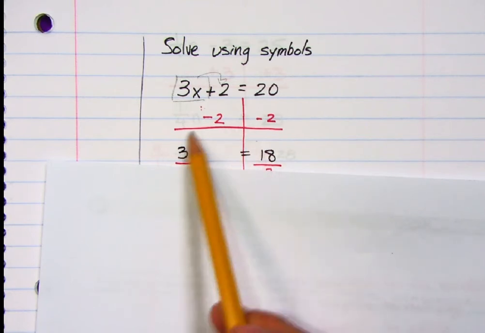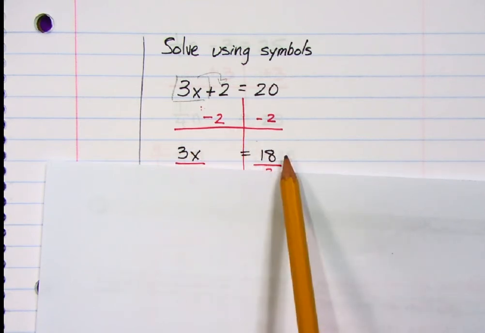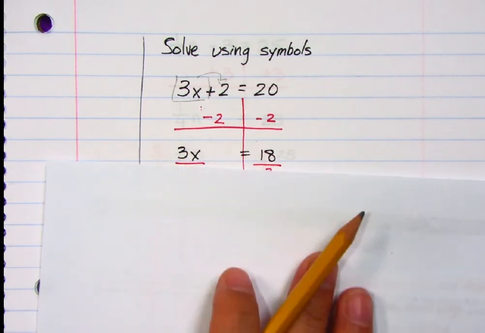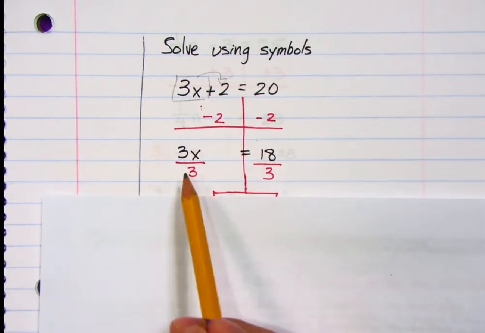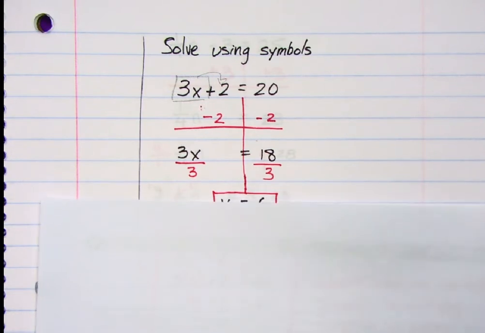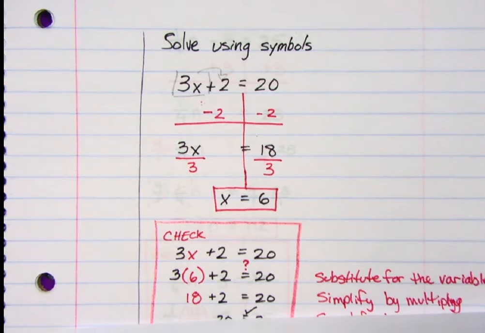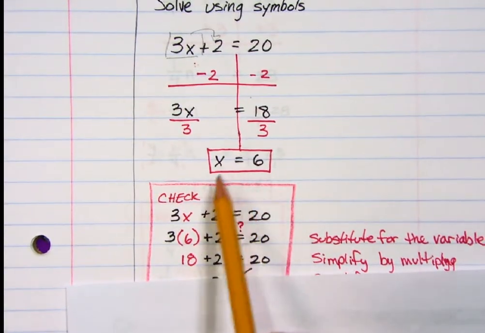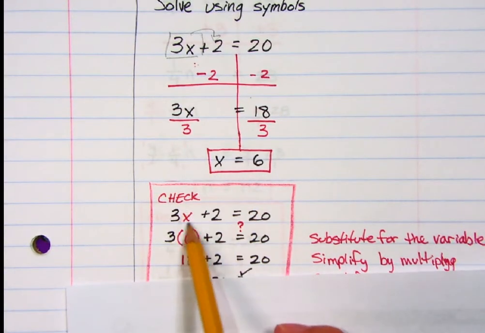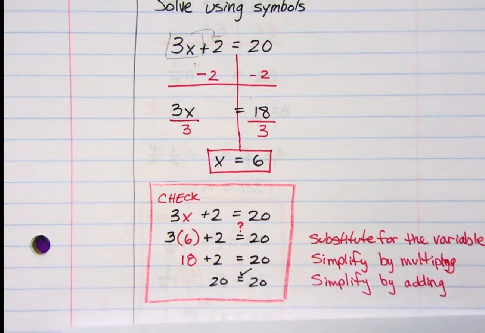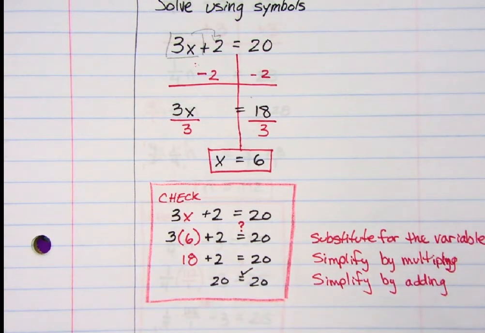So, okay, good. I've got my variables on one side and my constants on the other. But I need to get it all by itself. So if I cut that into 3 different ways, divided by 3, I divide this side by 3 as well. I end up with my solution 6. But never good enough just to stop there. You want to check your work. So I go back to my original problem and I go ahead and replace the x, substitute it with the 6. 3 times 6 is 18. 18 plus 2 equals 20. And 20 equals 20. So that works out well.